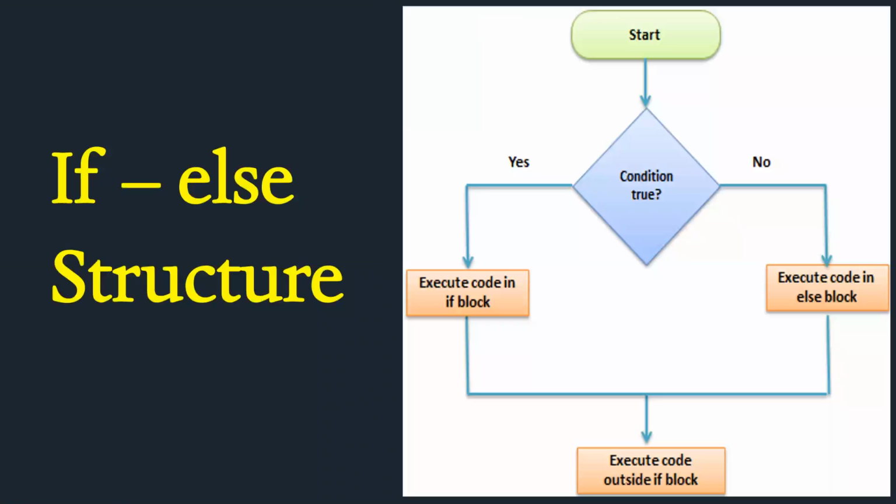So this is the structure of the if else. First of all, we need to start our program. Once we start our program, we need to check the condition. If this test expression or condition evaluates false, the else block will run. If this condition evaluates true, the if block will run. I am giving you an example on Jupyter Notebook for your better understanding.